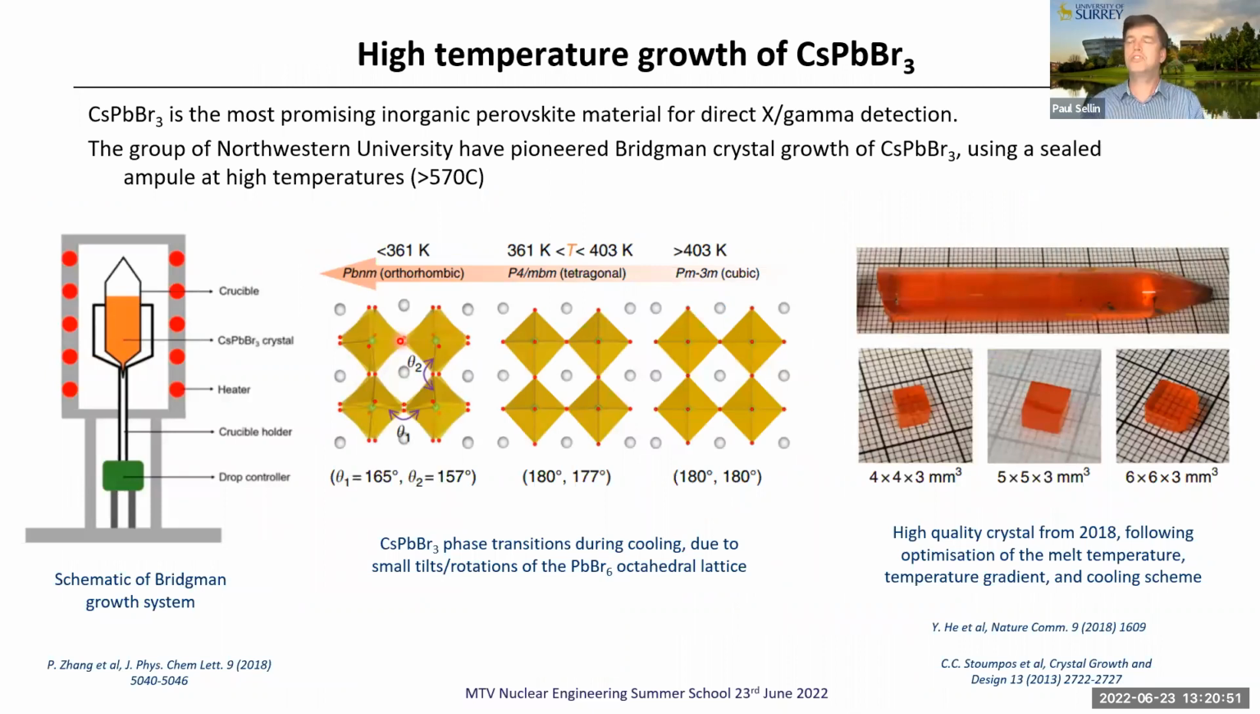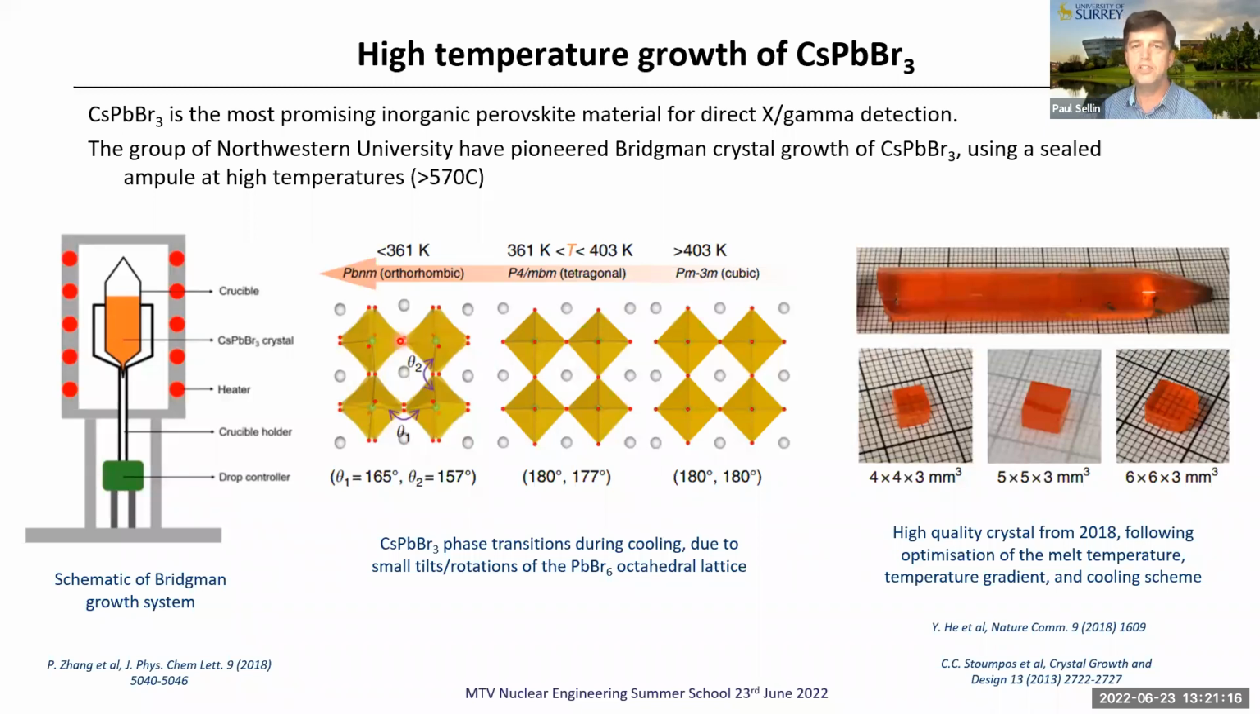But we must also discuss the fact that solution-based growth is not the only method. There is also an alternative approach, which is to use traditional high temperature, high pressure crystal growth for perovskite crystals. And one of the leading groups developing this method is Kanatzidis' group at Northwestern.